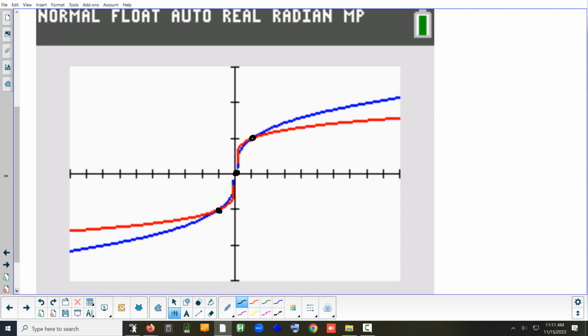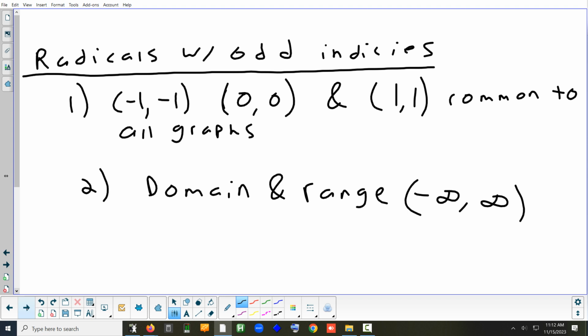What's the domain of the blue and the red graph? All real numbers. I told you when you do cube roots or fifth roots, you can take the cube root of anything you want. It's all real numbers. How about the range? It's also all real numbers. It's going to go up forever, and it goes down forever. So here's the same type of information we did for even roots, except with odd roots. 3 points they all have in common. Domain and range, all real numbers.